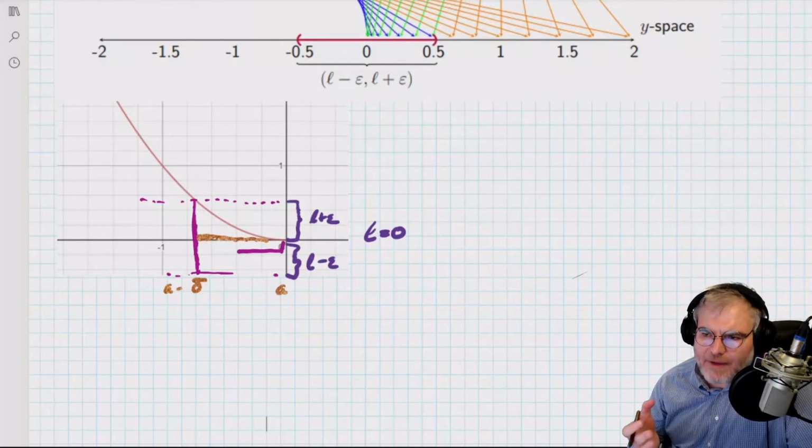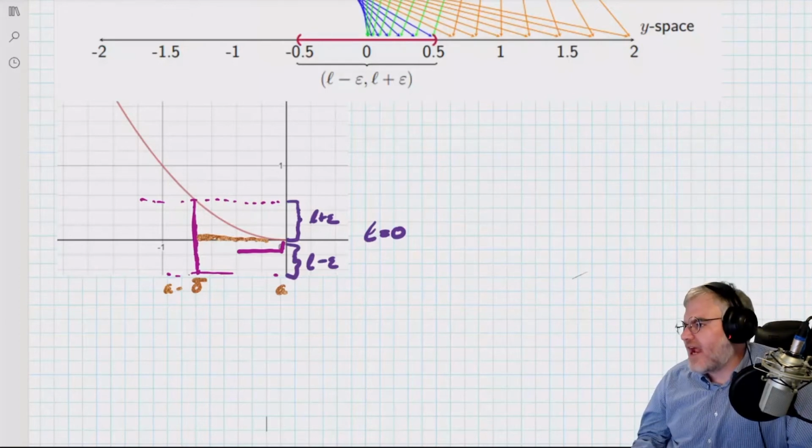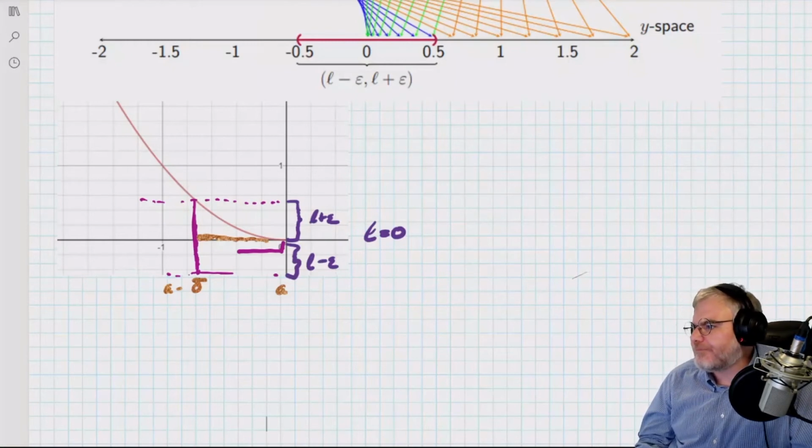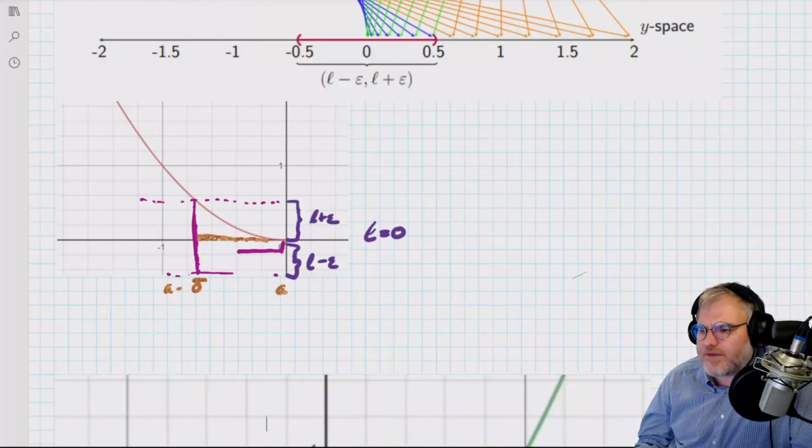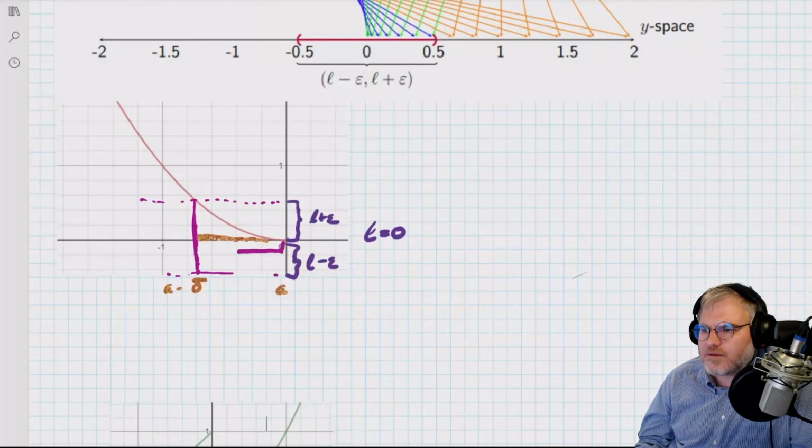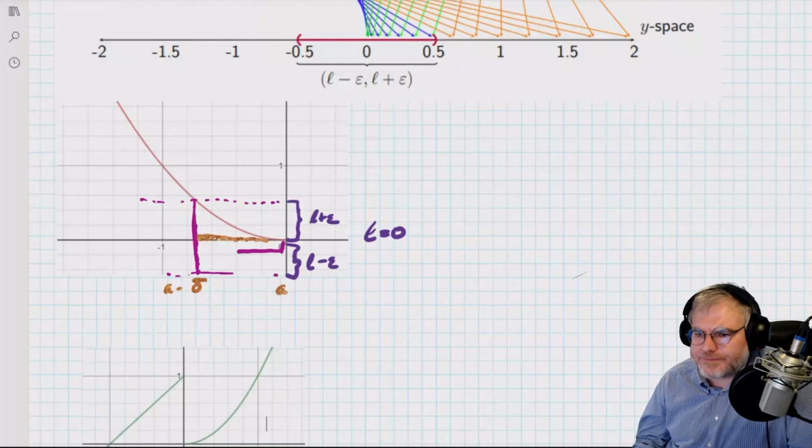Well, what can mess up? Obviously, I can have a jump, right? If I have a jump, I've got no limit, right, from either direction. So let's look at a couple things that can mess up. Something like this. Right? This has no limit as x. So here's a mess up.